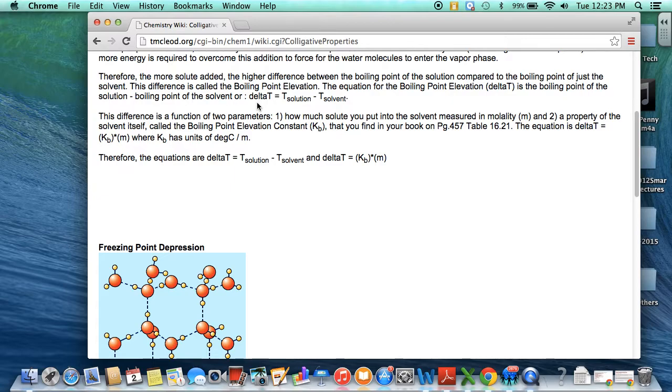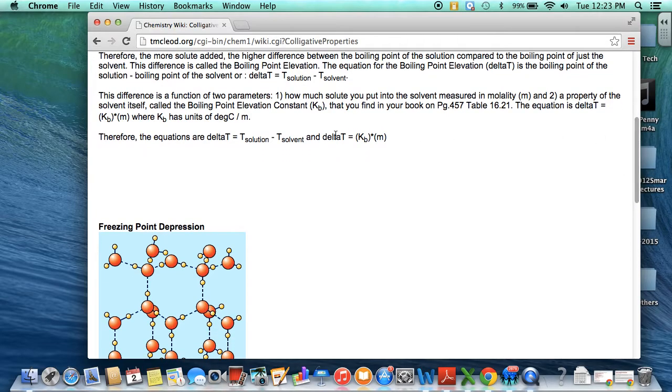So how much of a change is there? Well, it's a function of two things. It's a function of a constant, in this case the boiling point elevation constant, which is unique to the solvent, not the solution, and the molality, m bar, of the solution. Remember, molality is moles of solute over kilograms of solvent. So the more particles you have, the higher m bar will become, and therefore the greater the difference in temperature, in this case the boiling point elevation. Once you know what delta T is, you can find the solution's temperature: T solution is equal to delta T plus T solvent.